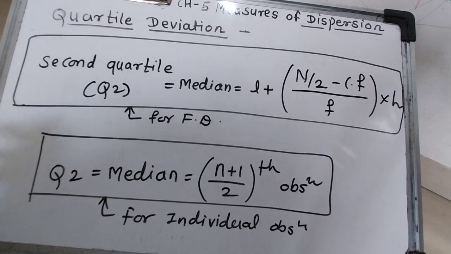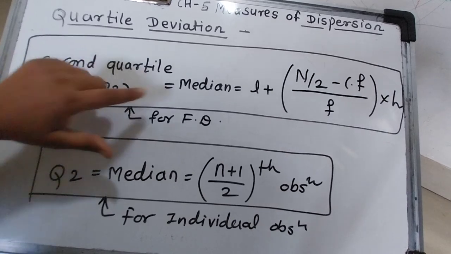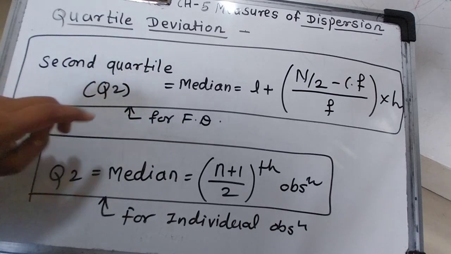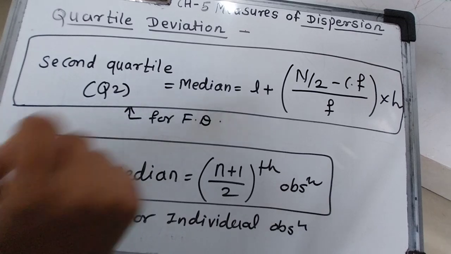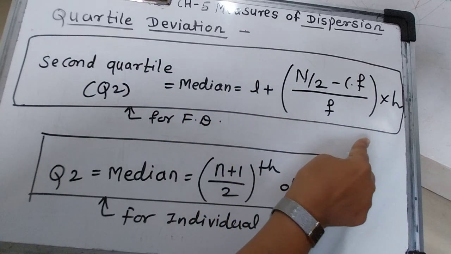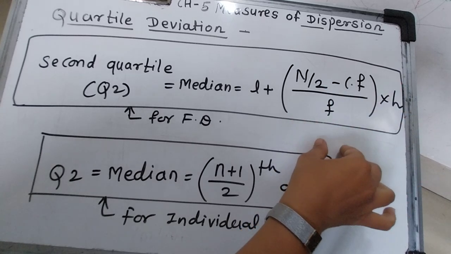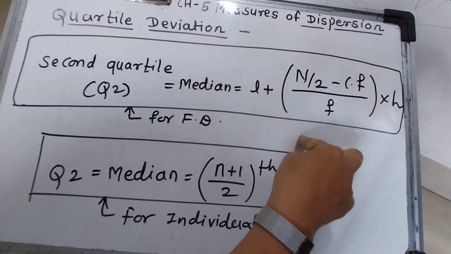See, next, the second quartile, Q2. Q2 means median. Median divides the data into two equal parts. We already studied the formula, and the formula is the same here. Median equal to L plus (n/2 minus CF) upon F into H. The same formula we studied in the measure of central tendency.